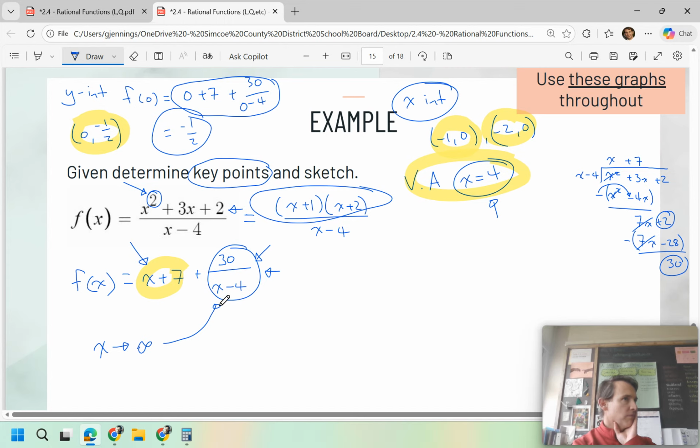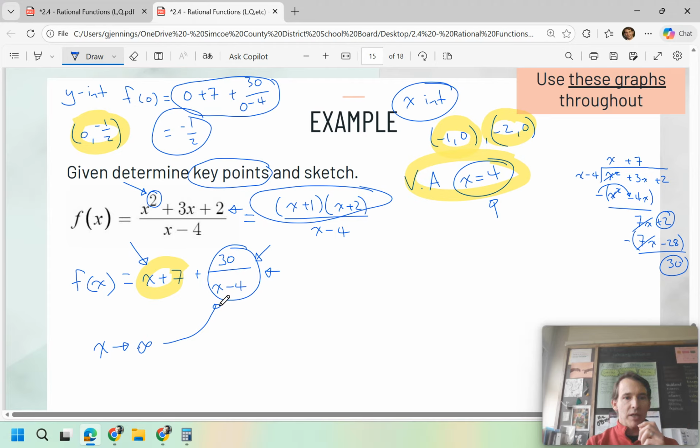Thought experiment. The fraction's going to get so small. So you just let x be 1,000,000. You get 30 over 1,000,000 minus 4, 999,996. 30 over that ginormous number is not 0, but is very, very close to 0, right?